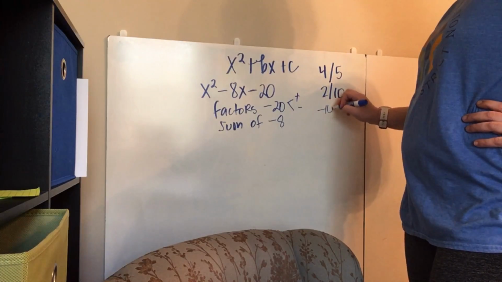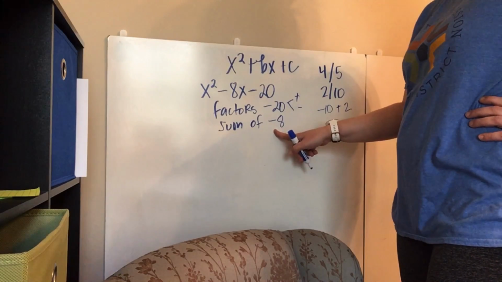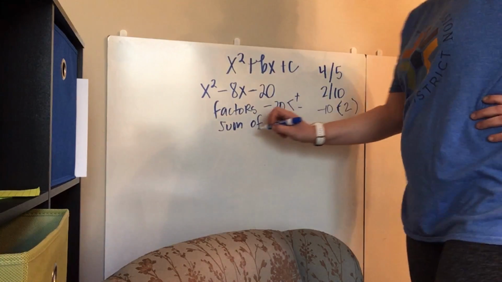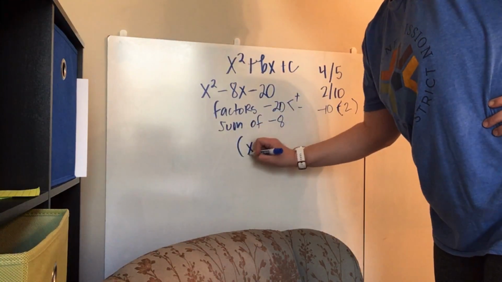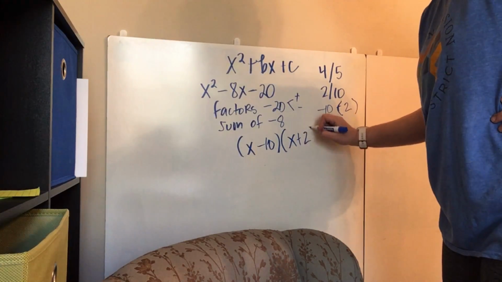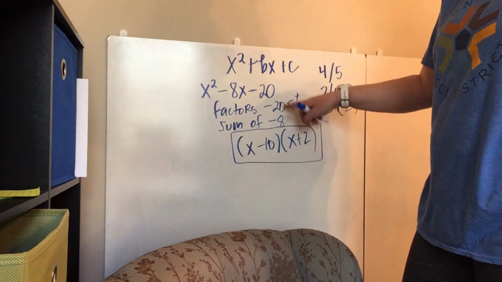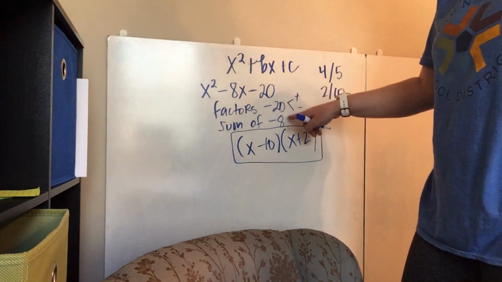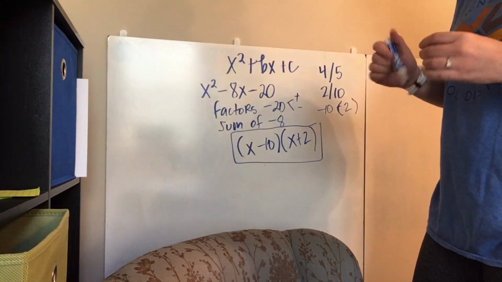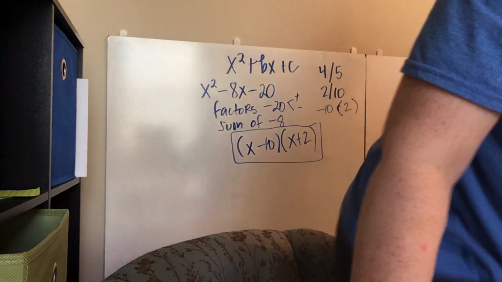Well, negative 10 plus positive 2 creates negative 8, and negative 10 times 2 makes negative 20. So this answer would be x minus 10 and x plus 2. So we're going from the basics of just factors of c that have a sum of your b value. That's all we were doing in our previous lesson. Today, we're going to have a leading coefficient that we have to add in to our problems.